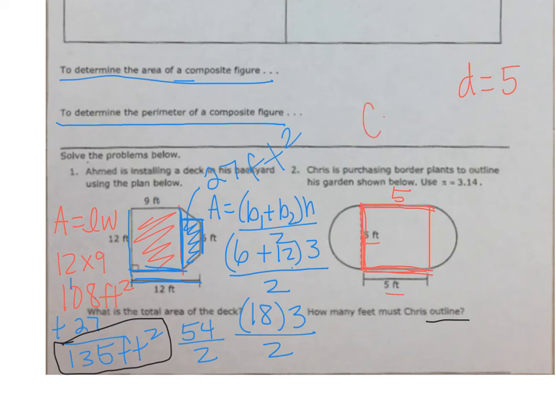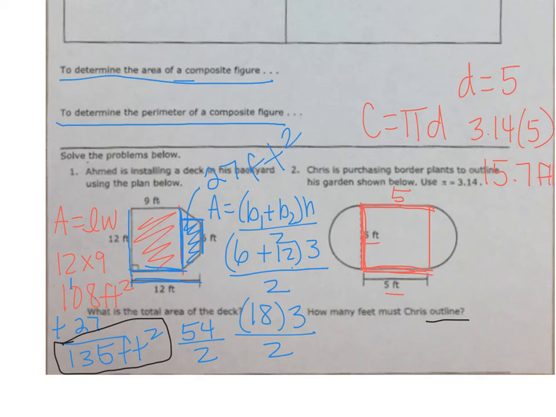So D equals 5. All right, so now what formula am I going to use? Okay, C equals pi times the diameter. Okay, so that would be 3.14 times 5. So 3.14 times 5 equals 15.7 feet. Are we done?